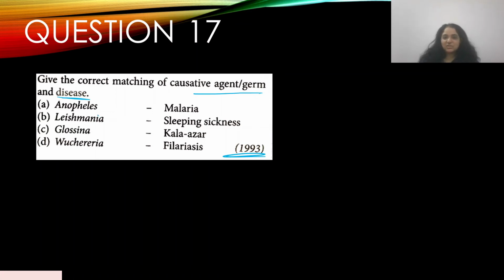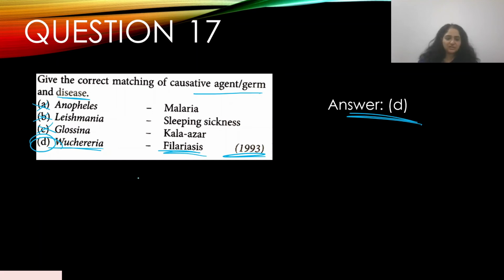But Anopheles is not the causative agent, it behaves as a vector. Okay, we just discussed that. Leishmania also does not cause sleeping sickness, so that's incorrect. Glossina is the tsetse fly, which again behaves as a vector, but not for Kala-azar. So again this is wrong. Wuchereria, yes, that is the causative agent, and it's a worm which causes filariasis. So the answer is D.